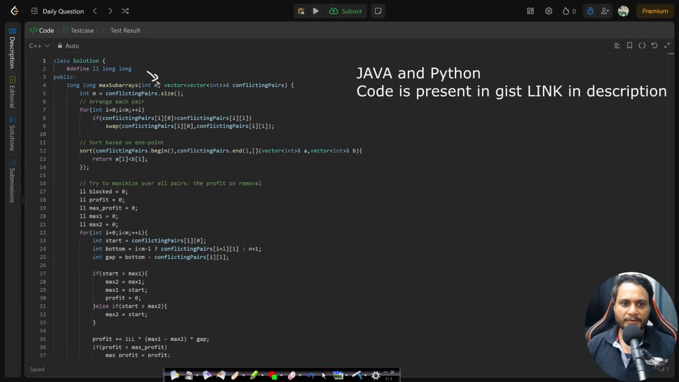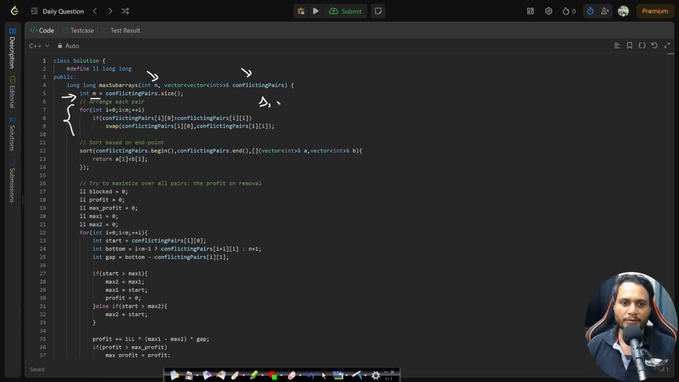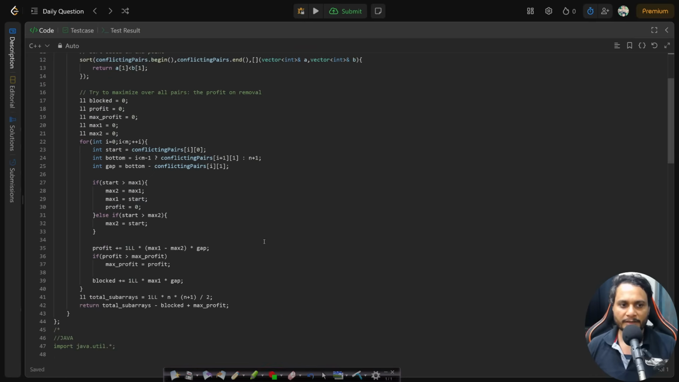In this problem, we are given the n value and the conflicting pairs. We will find the number of conflicting pairs and arrange all the pairs in the correct order of S and E, where S is less than or equal to E. After this, we will be sorting based on the second value, and once you are done with that, we will be applying our algorithm as we had seen.